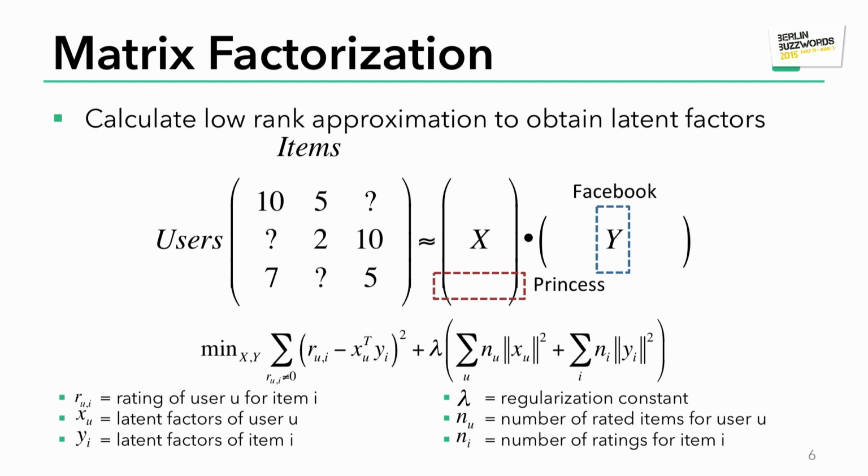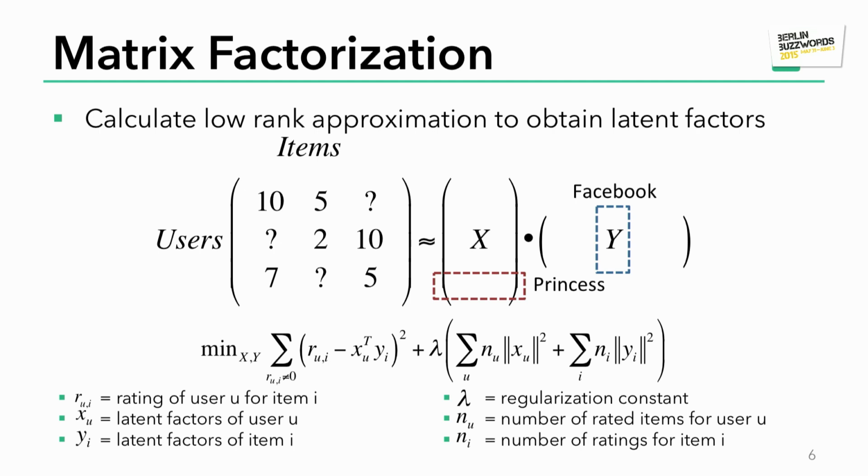Once we have found these 2 matrices, which are usually of low rank, we also have found our latent factors, because the rows of the user matrix X are the latent factors of the users, and the columns of the item matrix are the latent factors of the items. But how can we find these 2 matrices, X and Y? Well, that's a case for machine learning, where we can apply some methods.